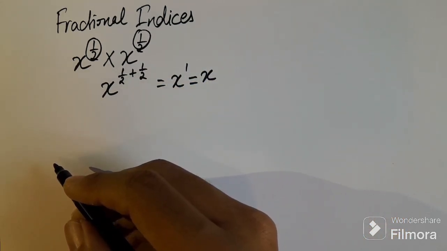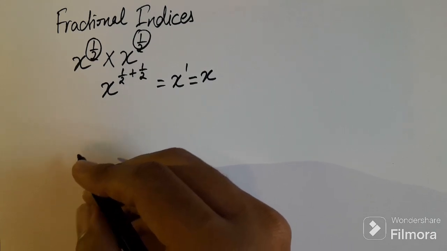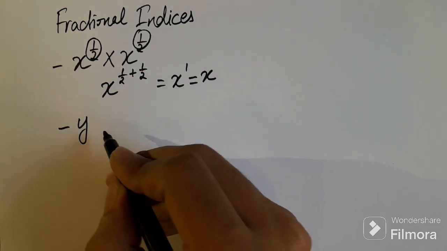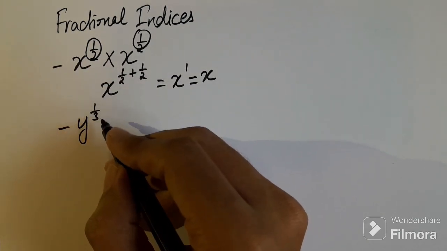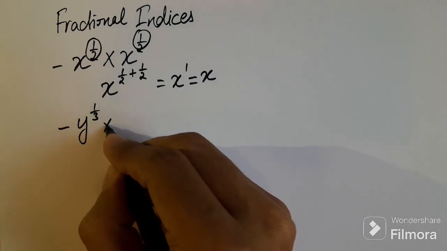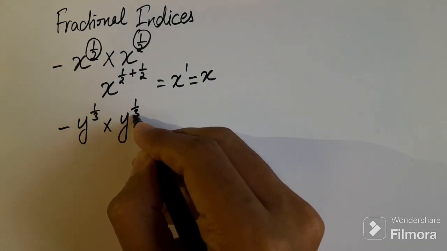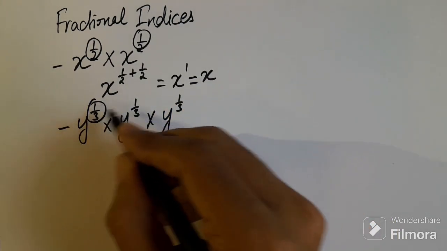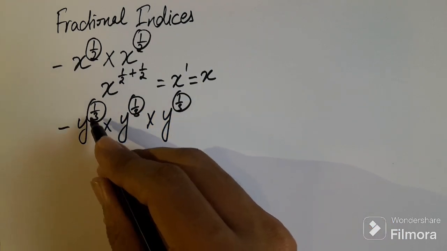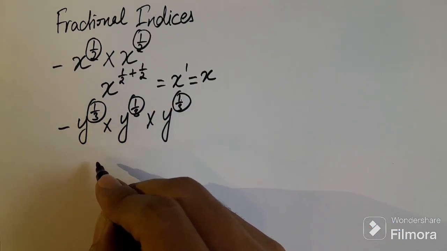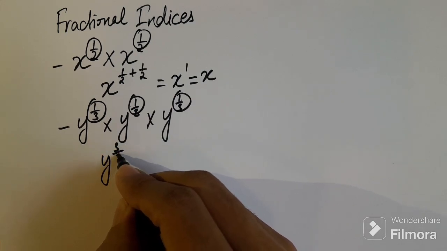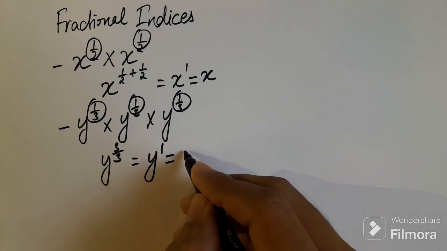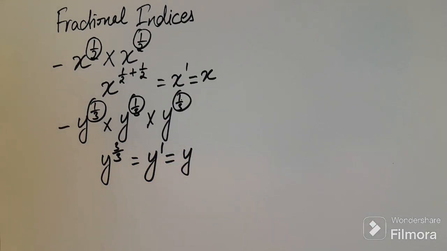In the second case, if we have y to the power of 1 over 3 multiplied by y to the power of 1 over 3 multiplied by y to the power of 1 over 3, all three powers will add up together, so 1 plus 1 plus 1 will be 3. So y to the power of 3 over 3 will be y to the power of 1, or y, so this will be the answer.